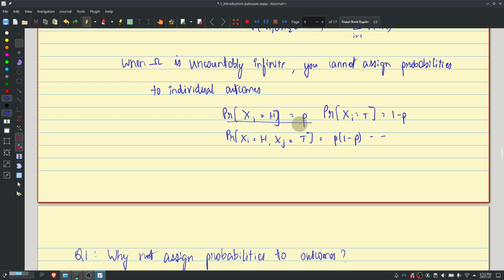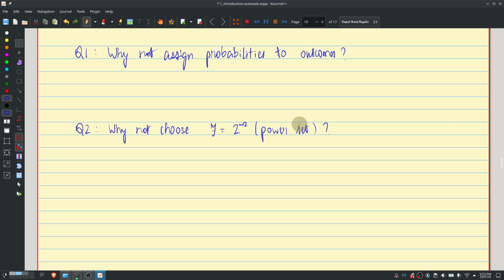That is why you need to be careful. That brings me to the other question. Why not choose the event space to be all possible subsets of omega? Can you always choose the event space to be all possible subsets of the sample space?